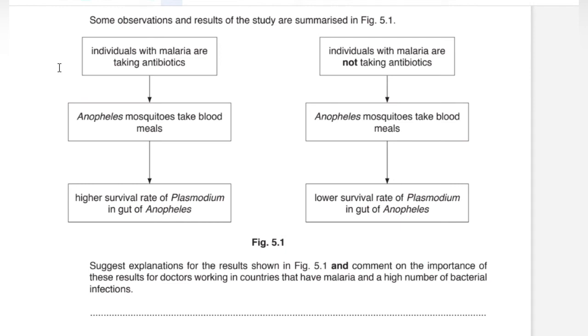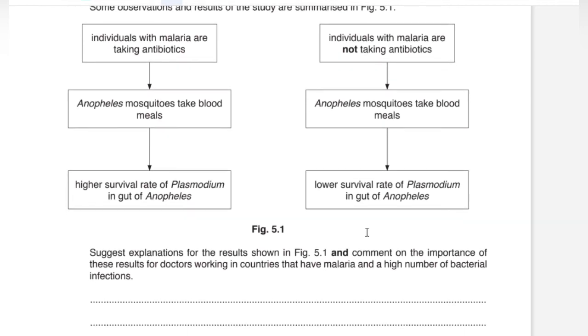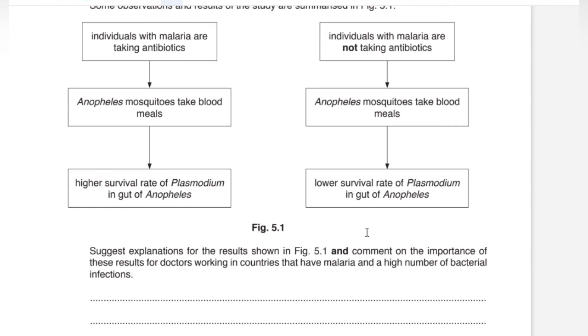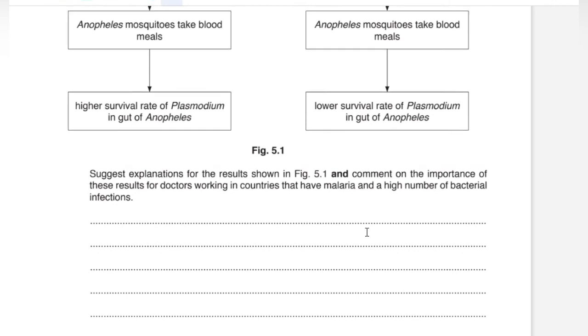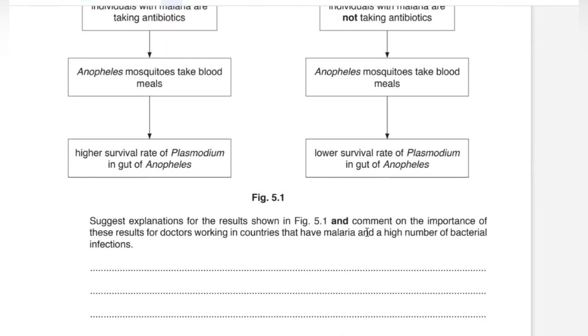The first flowchart says individuals with malaria are taking antibiotics, and an Anopheles mosquito takes a blood meal, and this leads to a higher survival rate of Plasmodium in the gut of Anopheles. Whereas in the second case, individuals with malaria that are not taking antibiotics have an Anopheles mosquito taking a blood meal from them. There will be a lower survival rate of Plasmodium in the gut of Anopheles in this case. Suggest explanations for the results shown in figure 5.1 and comment on the importance of these results for doctors working in countries that have malaria and a high number of bacterial infections.